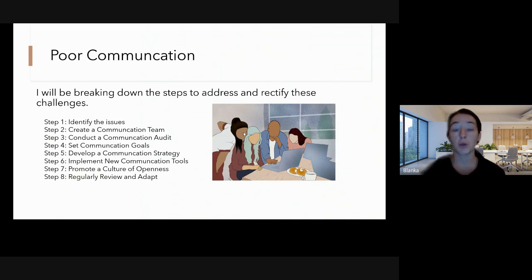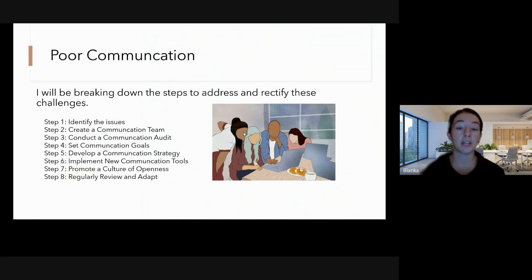Step 2, creating a communications team. To tackle the issues, we have to form a communications team. This team will be a mix of individuals from different departments and different levels working together and cohesively to address communication challenges. Step 3, we have to conduct a communication audit.